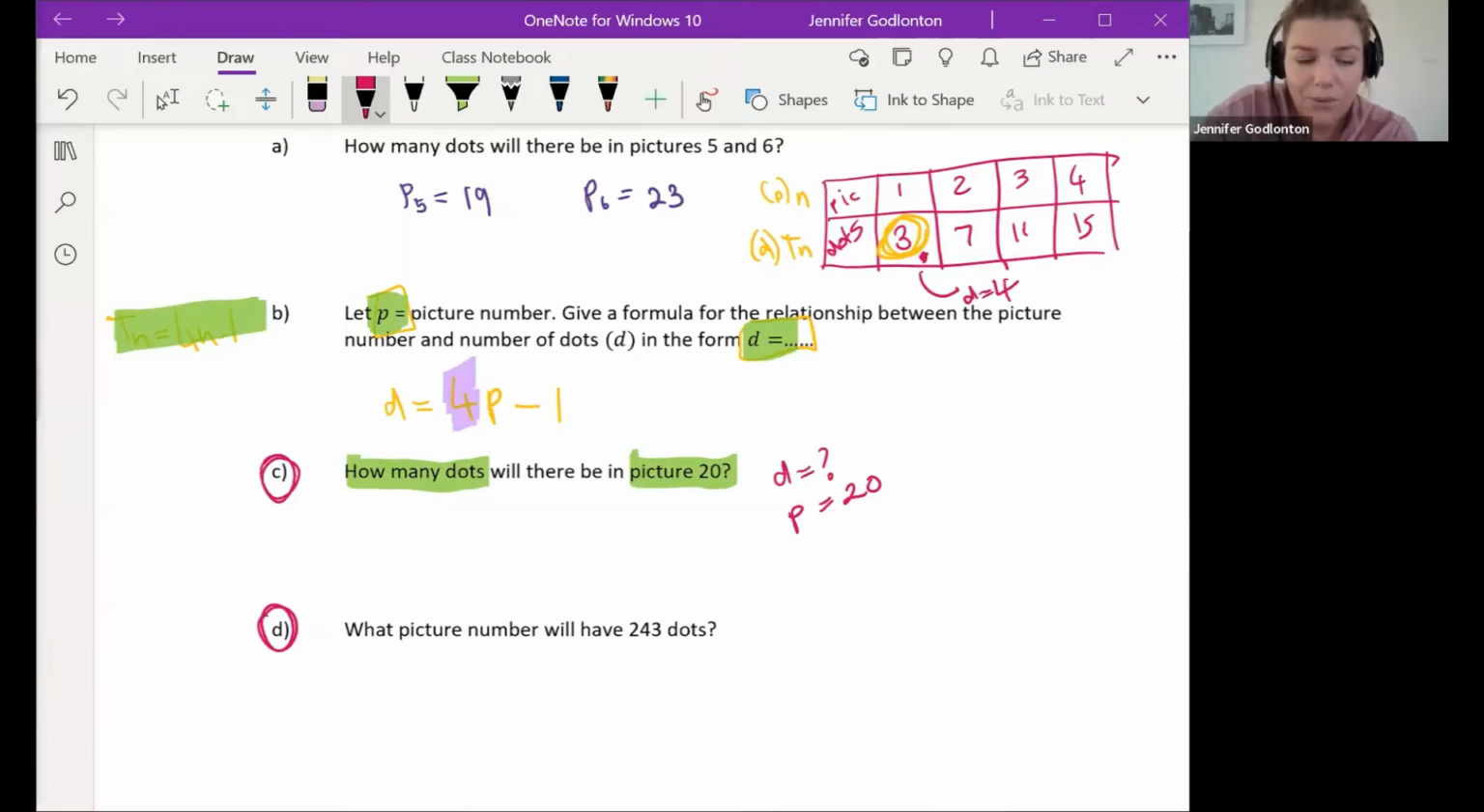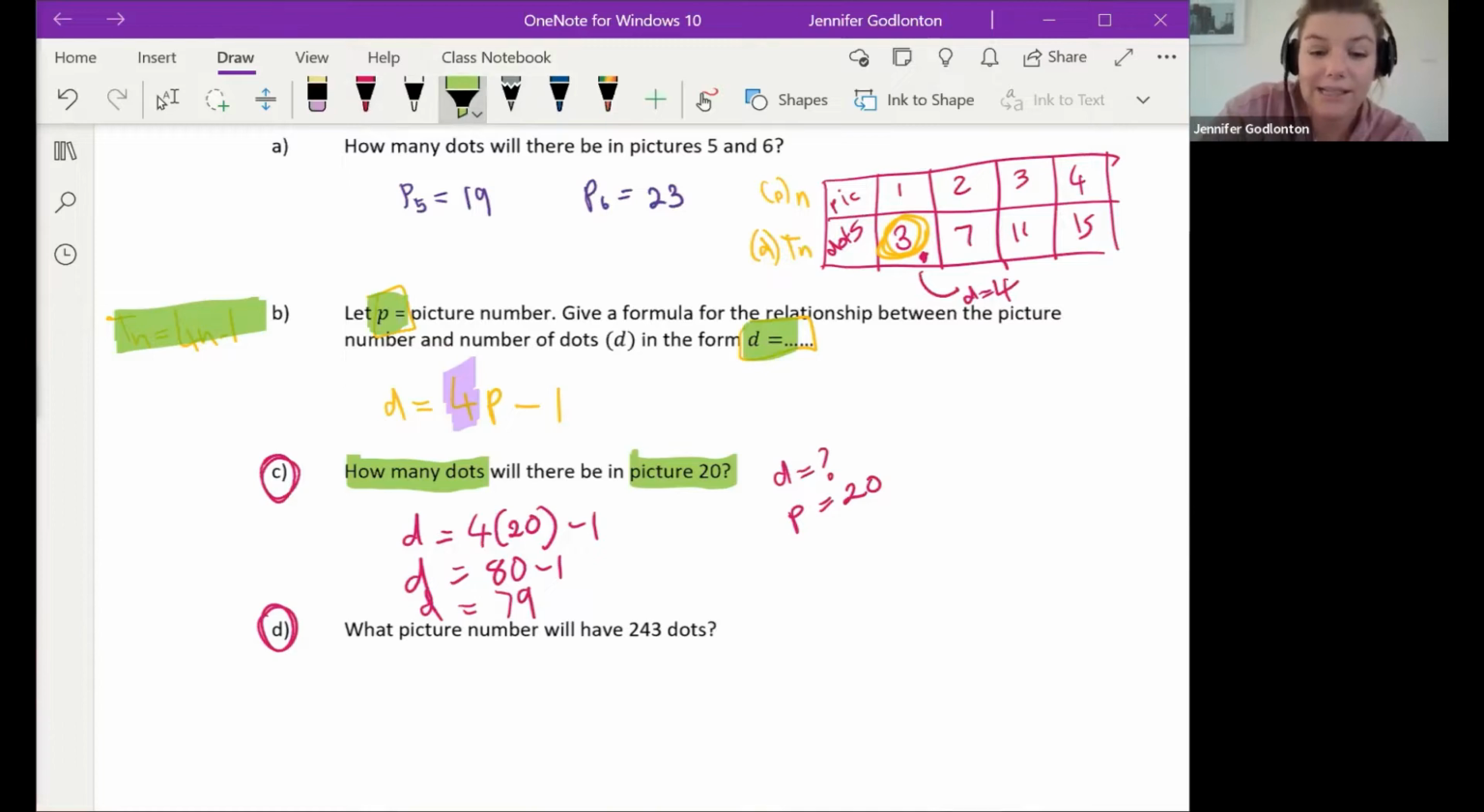Now from here, we just put it into our formula. So we don't know what D is, and we know that P is 20. So we're going to put 20 in there, and then we are minusing 1. And so we land up with 80 minus 1, which means that D is 79. So there will be 79 dots. So that is C.